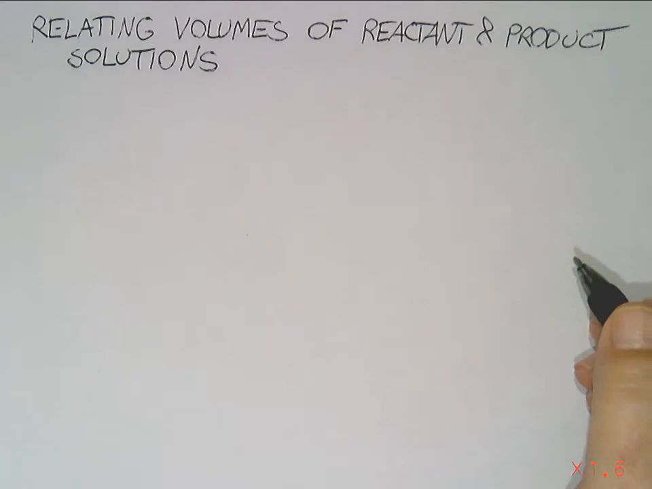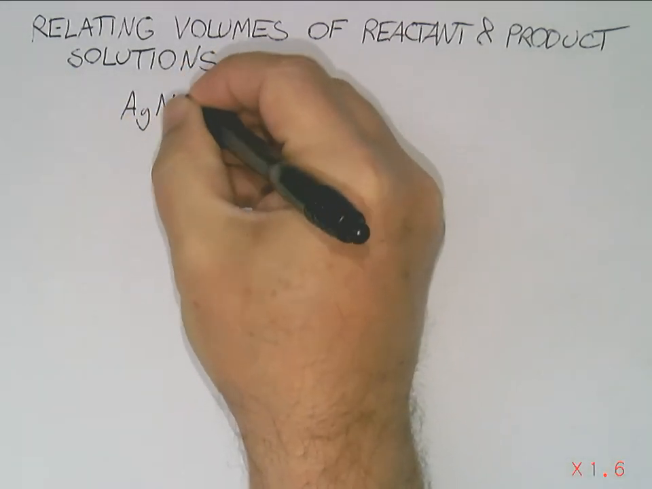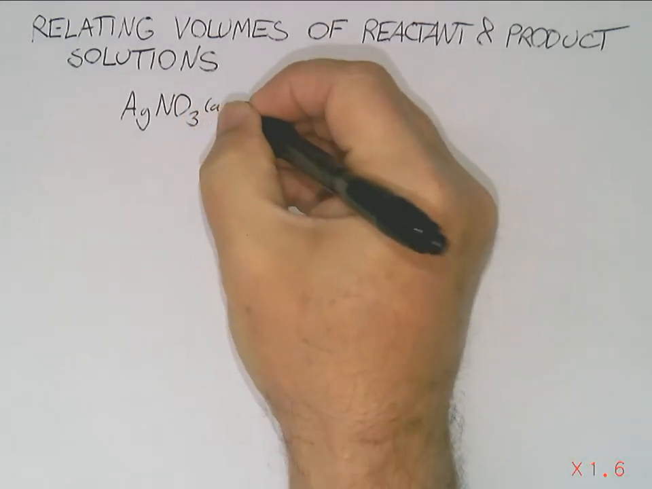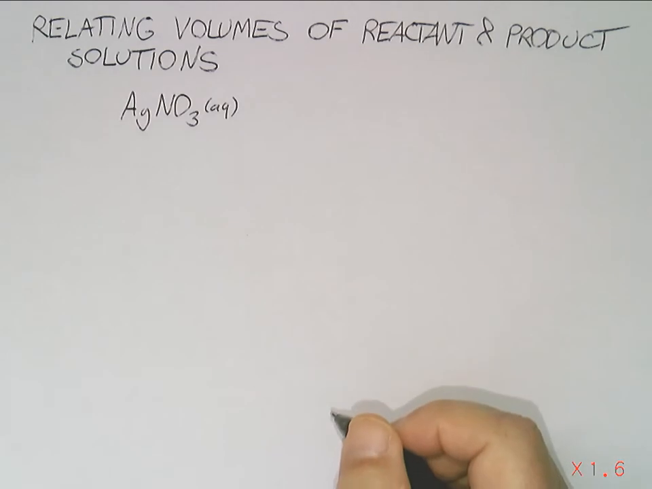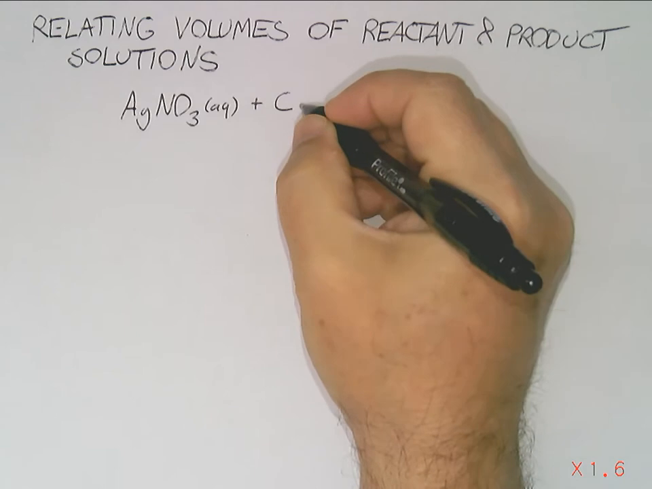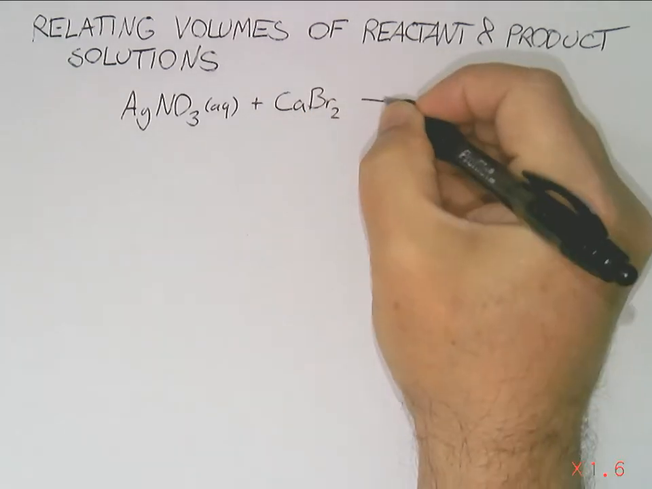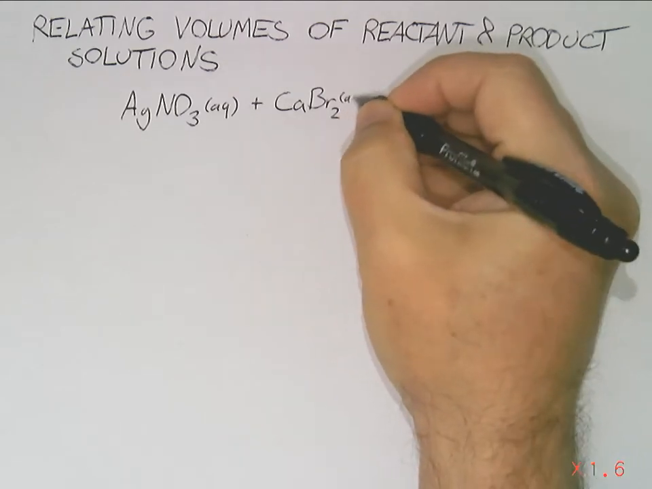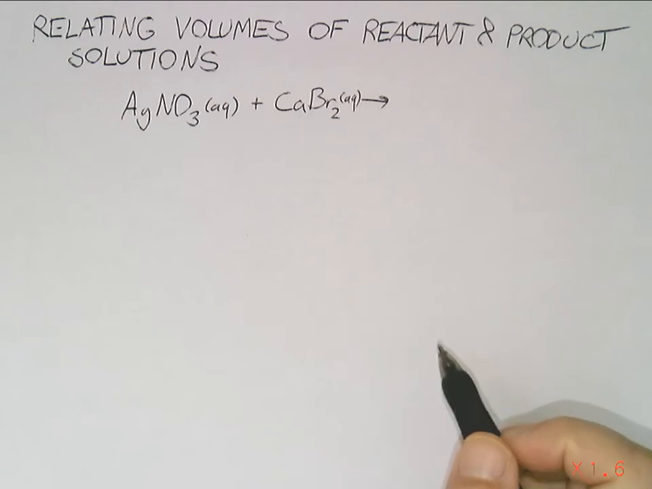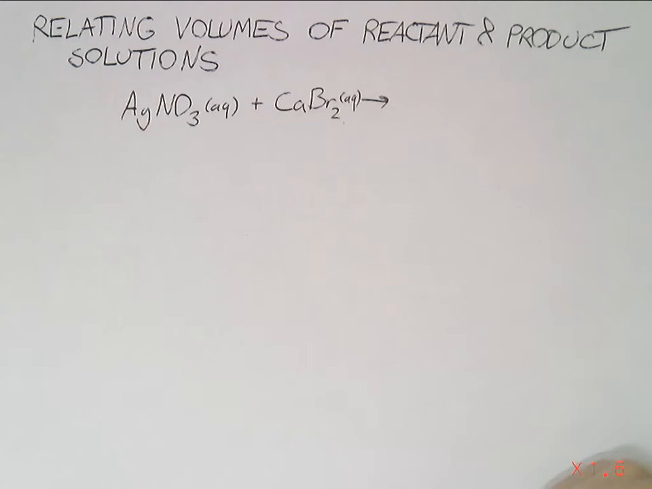Let's suppose that we've got, say, a silver nitrate solution, which is pretty expensive, so you don't want to waste that. I'm going to show that it's dissolved in water by putting the AQ after there. And I'm reacting that with a calcium bromide solution. When I do that reaction, we'll put AQs after everything to show that they're dissolved. Well, let's predict what the products are.